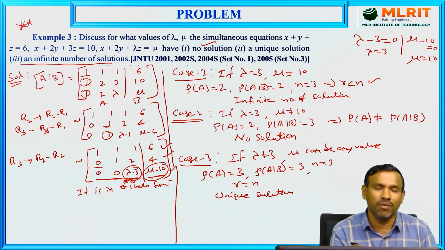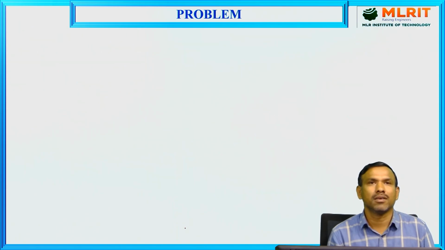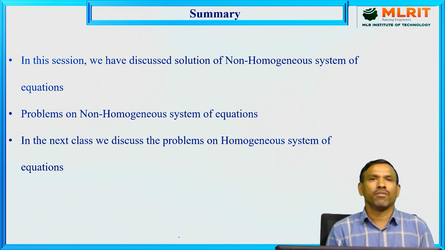The system will have a unique solution. So, clearly we are able to say for what values of lambda and mu the system will have different types of solutions, all possible solutions. This type of model problem we can expect in the examination. One of the important models. In this session, we have clearly discussed the different types of solutions of non-homogeneous systems of equations.